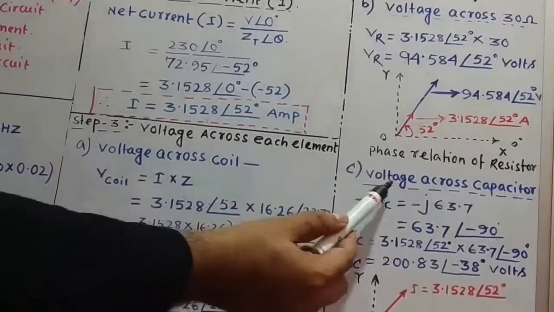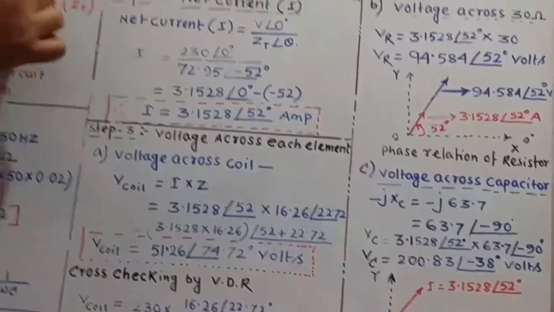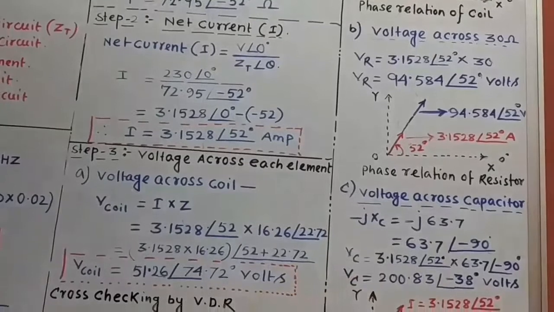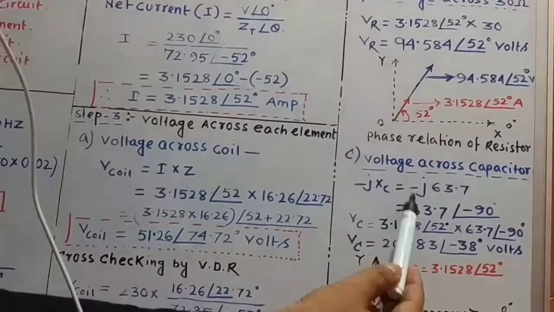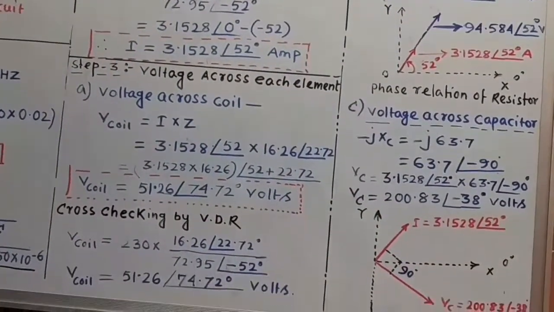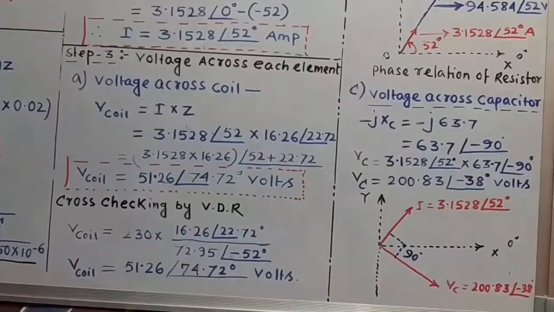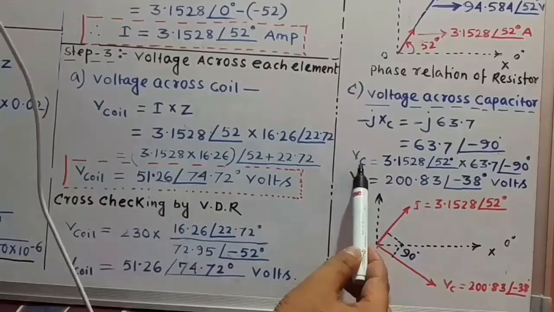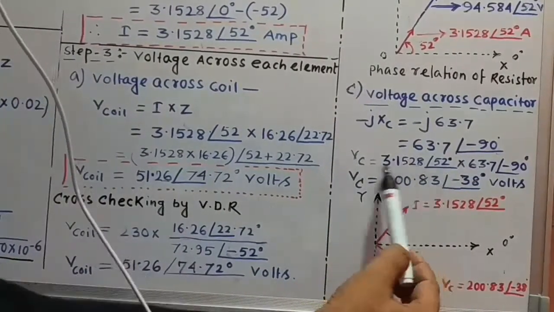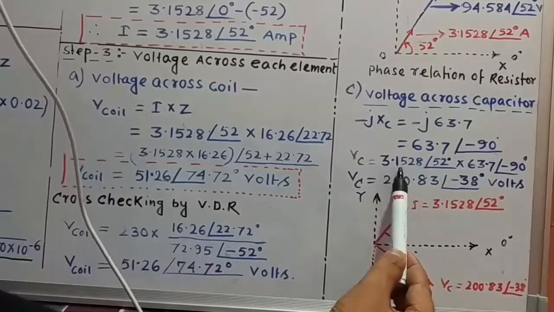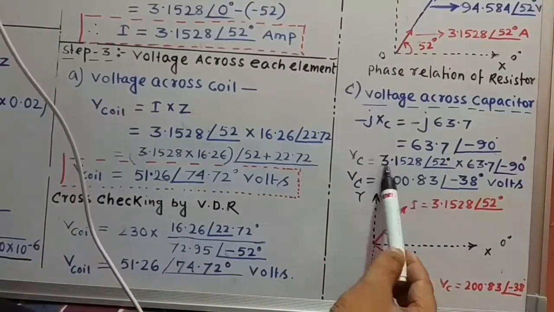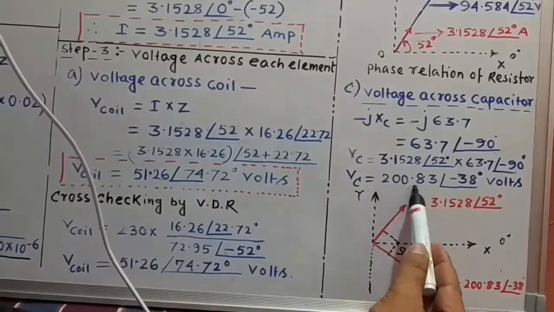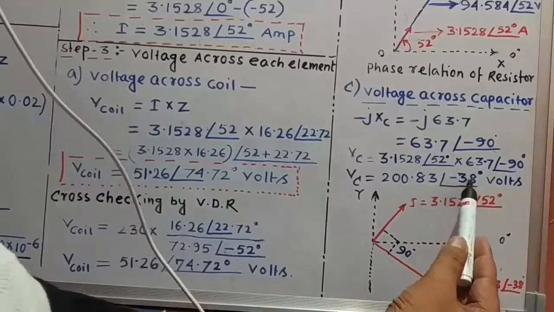Now see, voltage across the capacitor. Here is the capacitor. So the capacitive reactance we have already calculated, 63.7. If I resolve it in polar form, the magnitude will be the same, 63.7, and the angle will be minus 90 degrees. So VC, that is the voltage across the capacitor, is nothing but the multiplication of XC with current. So this is your current and this is your XC part. If you multiply, you will get 200.83 angle of minus 38.